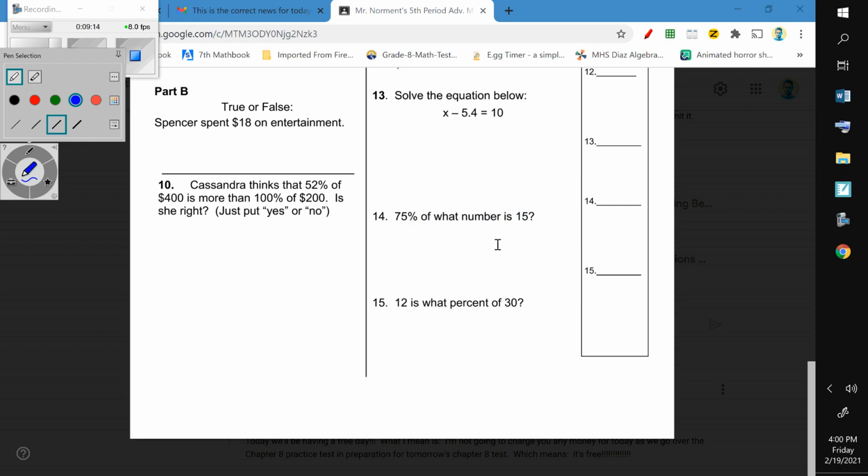And number 15, you do it the same way. Set up a proportion. Now, they don't know the percent. What percent? So there's my percent. It's an x. There's my of. It's of 30. 12 goes here, and always 100 goes here. And that's a 12. That's ugly. So cross multiply, divide, and you get your answer.